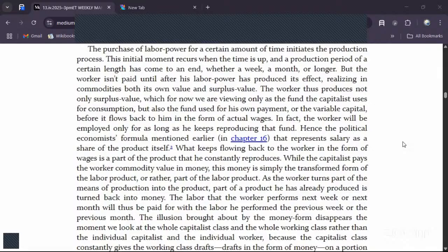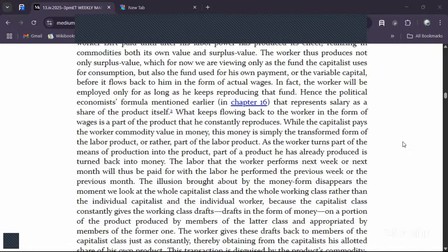As the worker turns part of the means of production into the product, part of a product he's already produced is turned back into money. The labor that the worker performs next week or next month will thus be paid for with the labor he performed the previous week or the previous month.